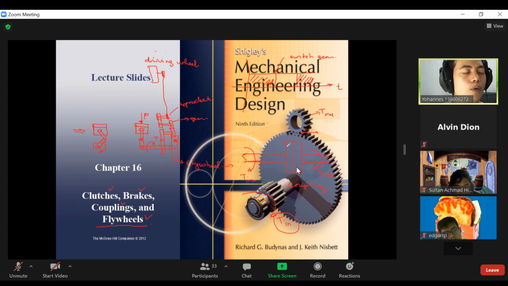And how we deliver this torque from this shaft to the other shaft is by friction here. Or we can put a bolt joint here.